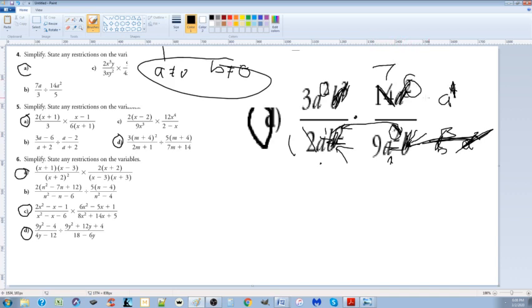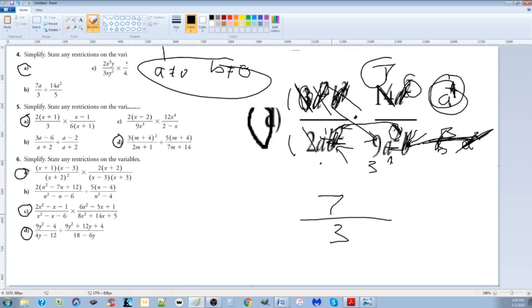And remember, this a is gone. We're just left with a to the 1. And now this 3 goes into itself 1 time, and it goes into the 9 3 times. So all we have down at the bottom is a 3. We don't have any a's, b's, or c's. And up top, we've gotten rid of the 3, the a's, and the b's. We just have a 7 and 1 a. So that's all we have at the top. And the restrictions are as before: a can't be 0, and b cannot be 0.